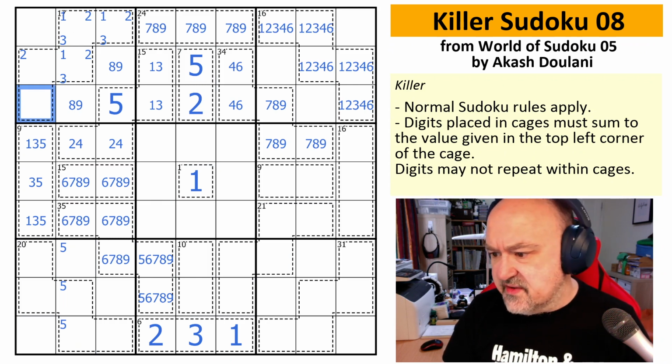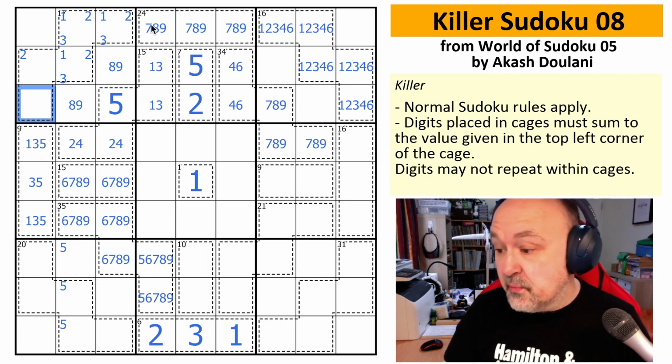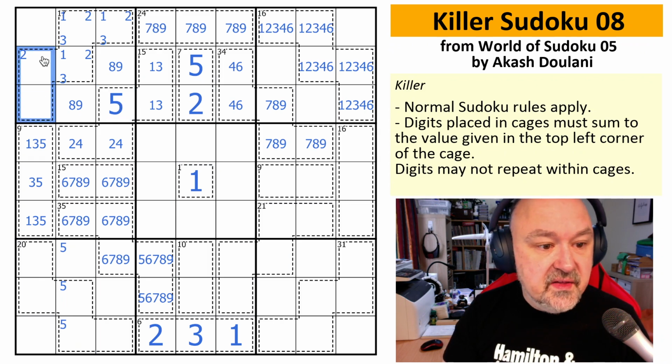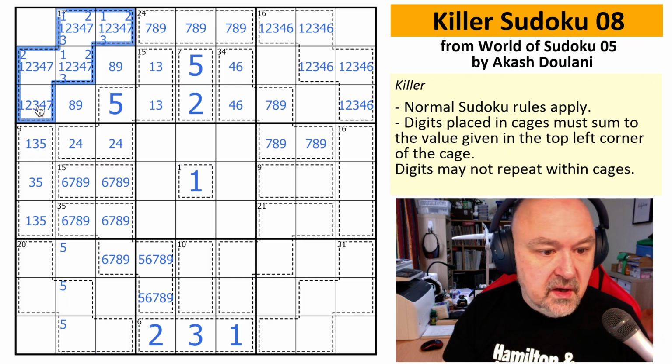Can I figure out what this 17 cage is? So the options are 1, 2, 3, 4, 7, or 1, 2, 3, 5. I can't put a 5 in it because there's a 5 there. This is 1, 2, 3, 4, 7. Now this can't be a 2 or a 1 or a 3. This is a 4, 7. This can't be a 1 or a 3.